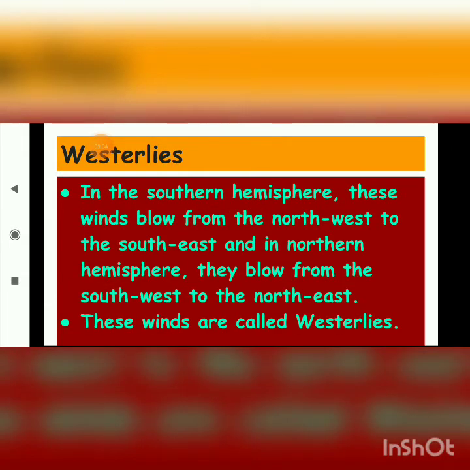In the southern hemisphere, these winds blow from northwest to southeast, and in the northern hemisphere they blow from southwest to northeast. Okay, so in the southern hemisphere, from where do they move? They blow from northwest to southeast, and in the northern hemisphere they blow from southwest to northeast. Hence these winds are called westerlies.